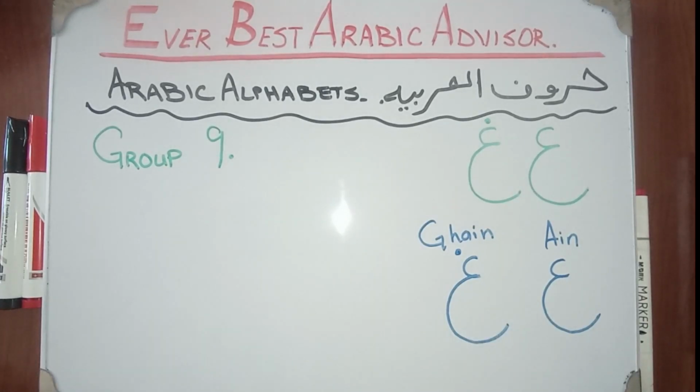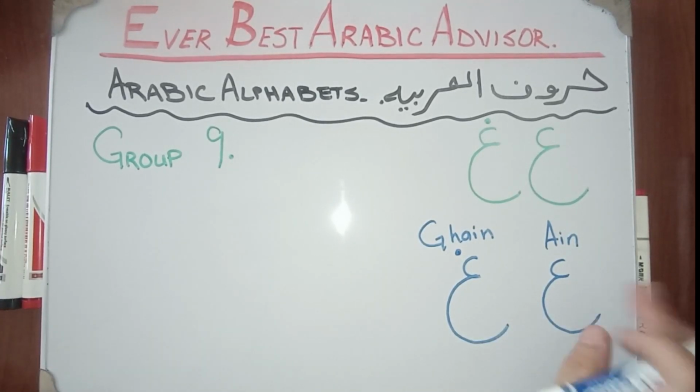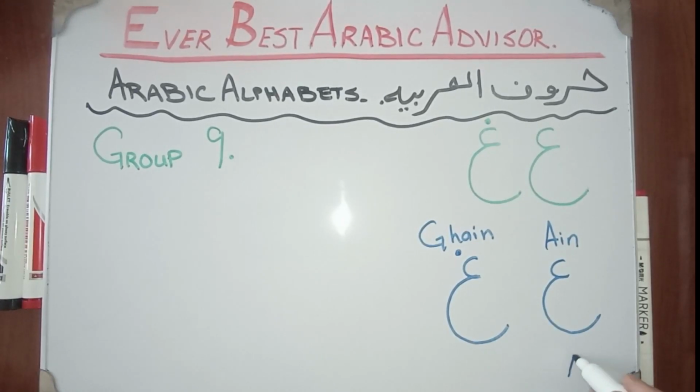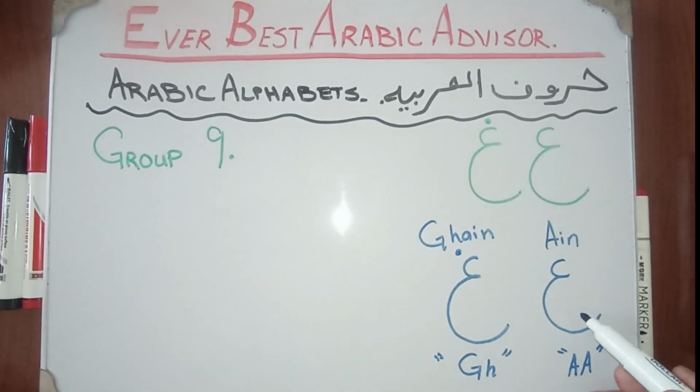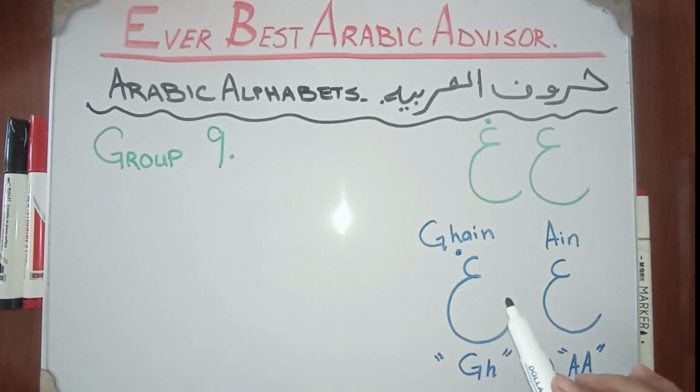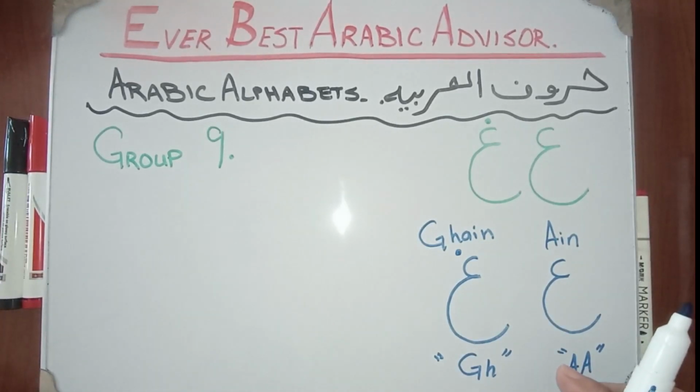Ain, Ghain. The equivalent of the letter Ain in English is just like a double A, or an oil sound. And the letter Ghain is a combination of two letters, G, H: Gha, Gha. The phonics of Ain is pronounced from the middle of the throat, and Ghain is Gha, just like gargling in your throat. It is pronounced from the upper part of the throat.